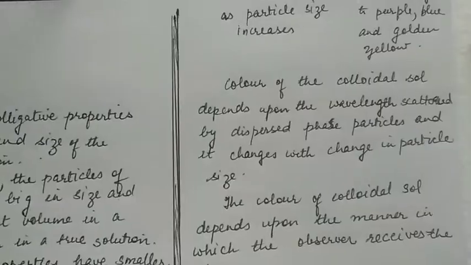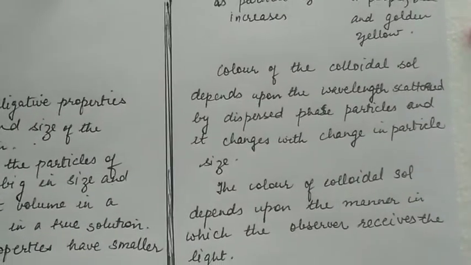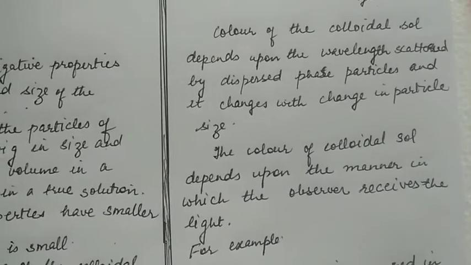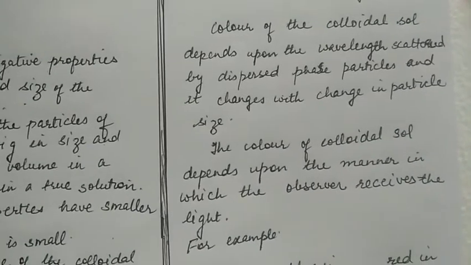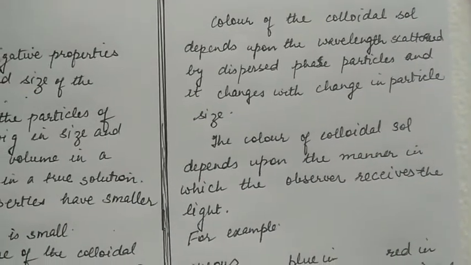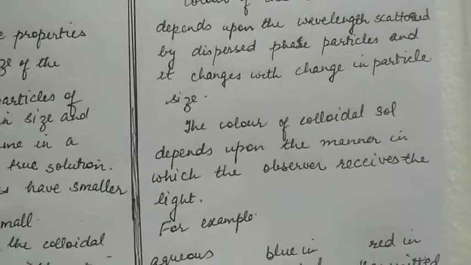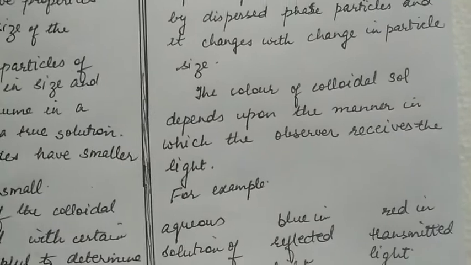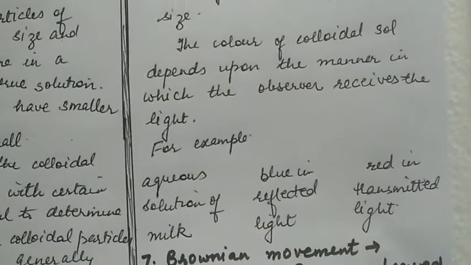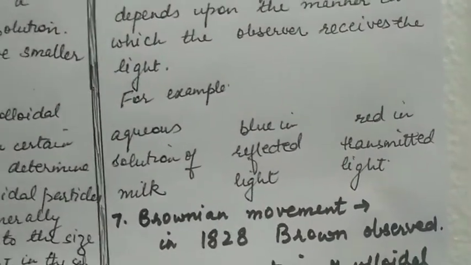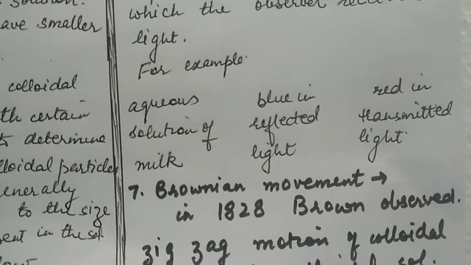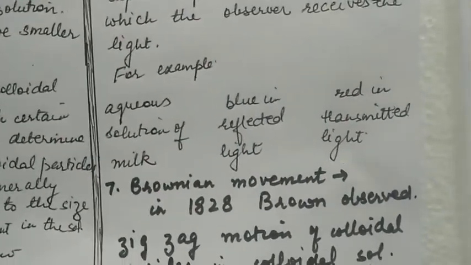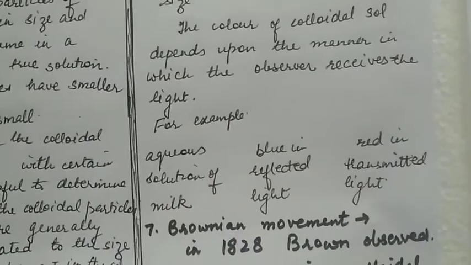Color of the colloidal sol depends upon the wavelength scattered by the dispersed phase particles, and it changes with the change in particle size. So, color of colloidal sol depends upon the manner in which the observer receives the light. For example, an aqueous solution of milk will appear blue in reflected light and red in transmitted light.